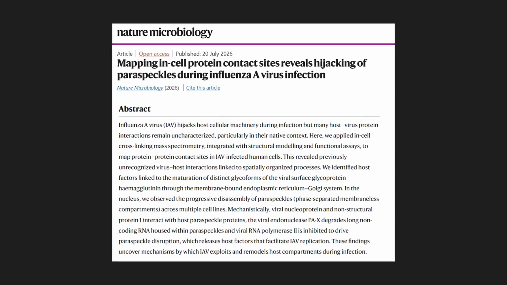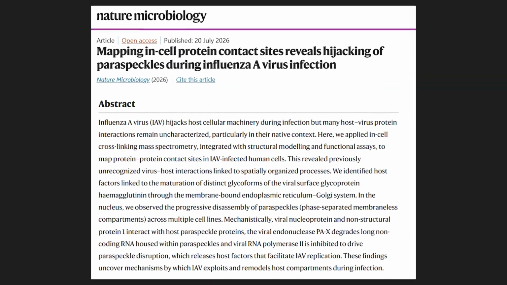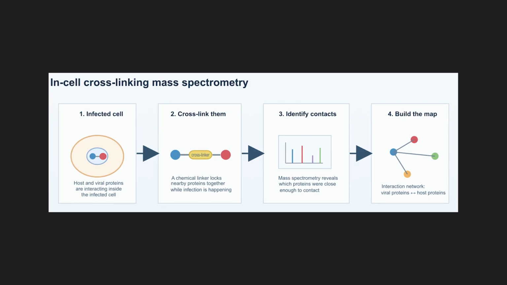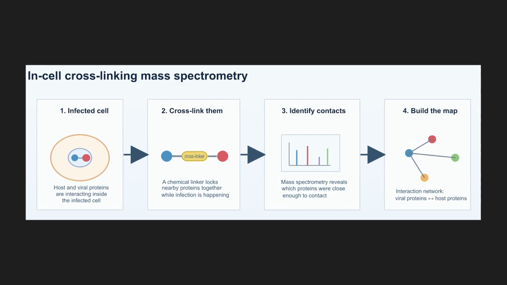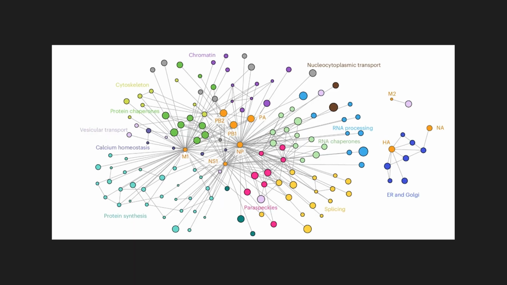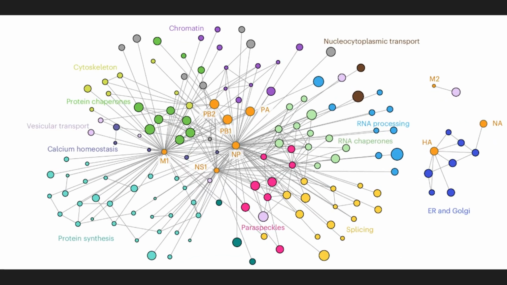A study published in Nature Microbiology mapped direct contact points between influenza A proteins and human proteins inside infected cells. That "inside" matters. Many interaction studies remove proteins from cells before examining them. Here, the researchers used in-cell cross-linking mass spectrometry. They chemically locked nearby proteins together while the infection was happening, then identified the contact sites. The result was a molecular map of how influenza physically interacts with the machinery of a human cell.